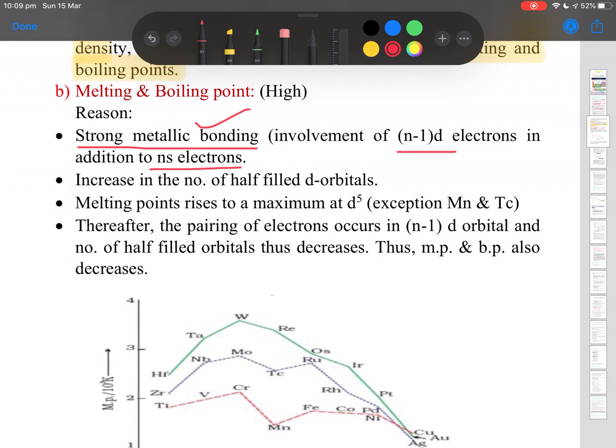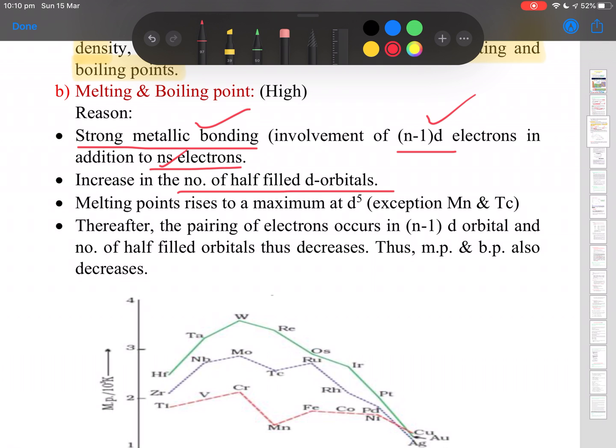So what do you think? How the metallic character should increase, decrease across the series? Across the series means I'm talking about 3D series, 4D series, 5D series, right? From left to right. Of course, the metallic character here, since we are talking about the involvement of d orbital electrons and s, therefore, as the number of d orbital electrons increase, the number of half filled I'm talking about, because in the beginning I told you true transition elements should have incomplete d orbital. So as the number of half filled d orbital increases, the metallic character increases. That means in a nutshell we can say melting and boiling point should also increase.